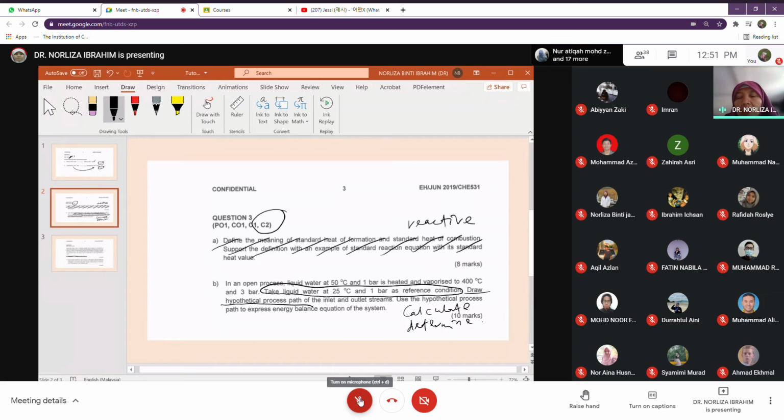Basically, we will move from initial to final. If I can draw, liquid 50 degrees C, vapor 400 degrees C. So we will draw the hypothetical path from initial to final, and the initial will be our reference state. But for this question, you are already given the reference state.